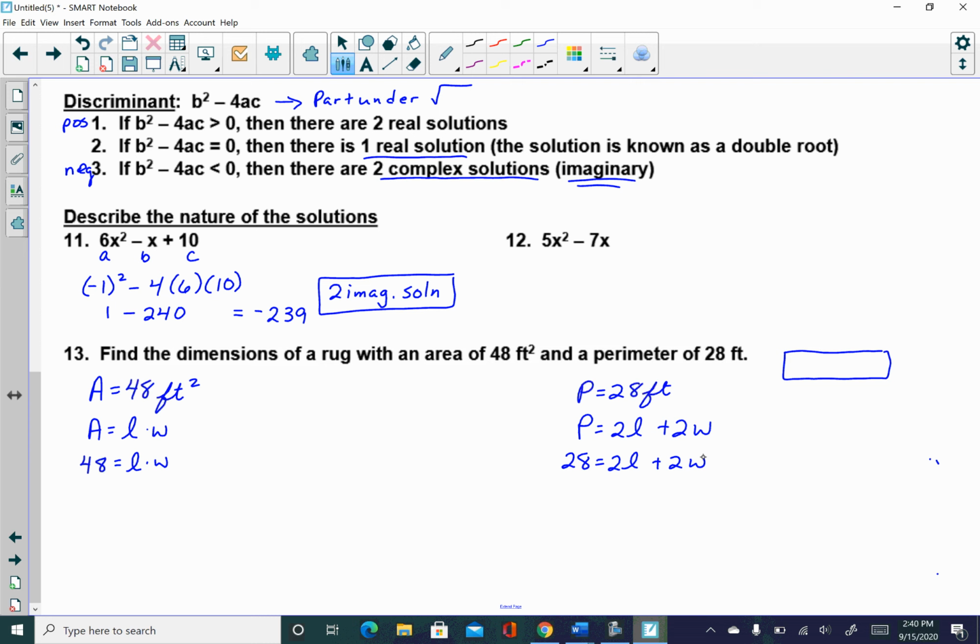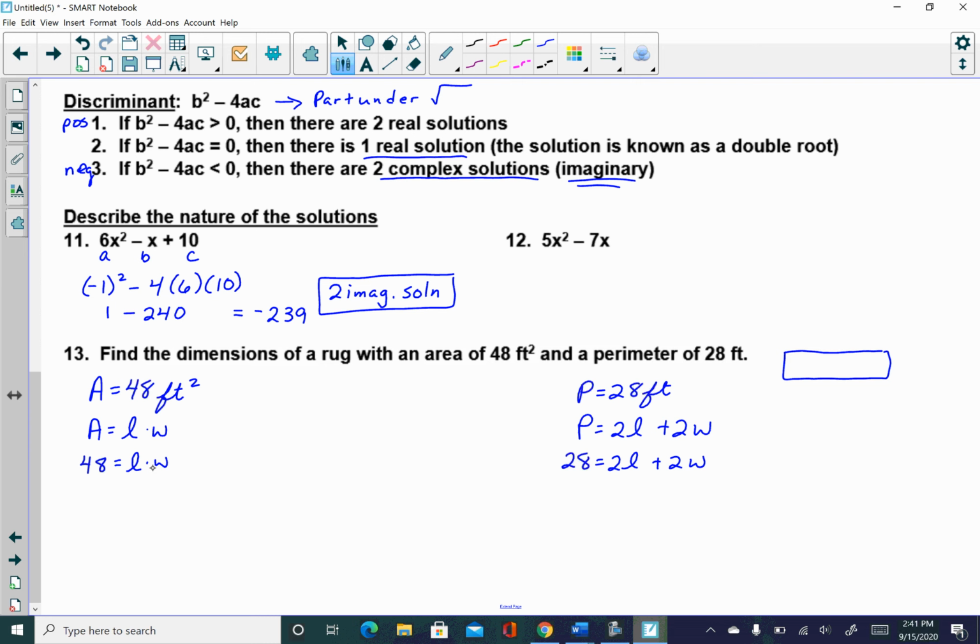What needs to happen is we need to come to this perimeter formula, and I need to solve it for either L or W. It doesn't matter which one we solve for, but I need to solve it for L or W. And once I solve it for L or W, I'm going to be able to substitute it into the area formula so that I have one equation with one unknown. Right now I've got one equation with two unknowns. I don't know the length and the width.